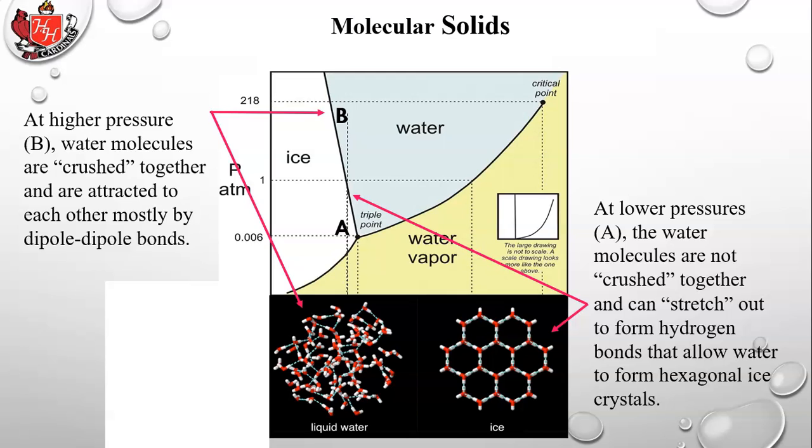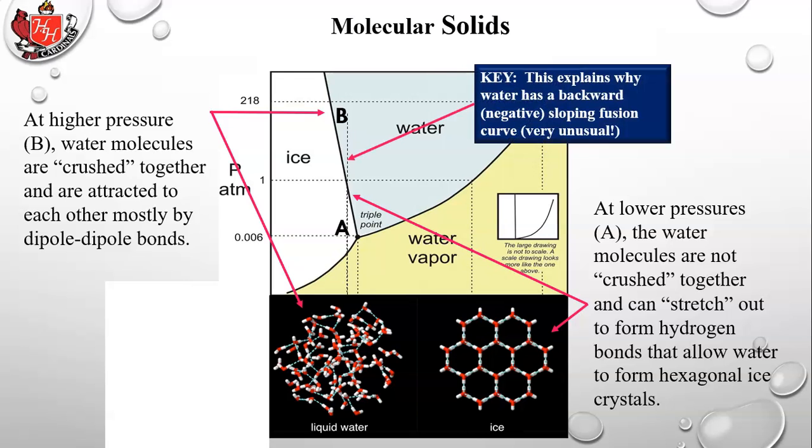Water is the opposite. At low pressure, you have the solid because those molecules can stretch out and create hydrogen bonds. They're not being pushed together. But as you go to higher pressure, you crush that hexagonal structure, those hydrogen bonds, and it becomes the jumble that you see down there where it says liquid water. So the key, this explains why water has a backward negative sloping fusion curve, very unusual and very likely a question on the AP exam.